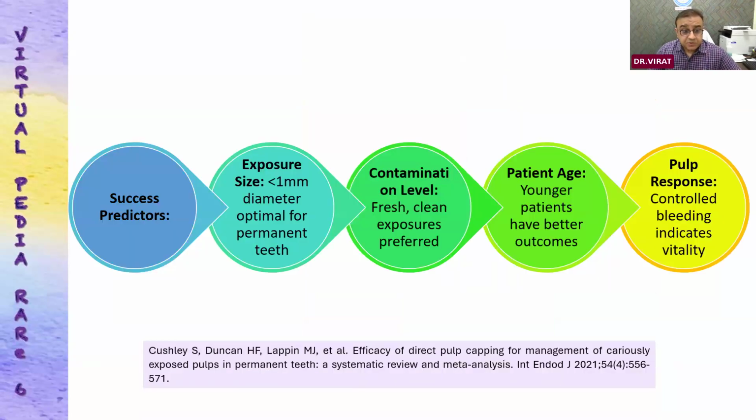So what are the success predictors? First is exposure size of less than 1 millimeter diameter is optimal for permanent teeth and with minimal bacterial contamination, and a young patient has a better prognosis. And last is if the hemostasis can be controlled, that indicates vitality.